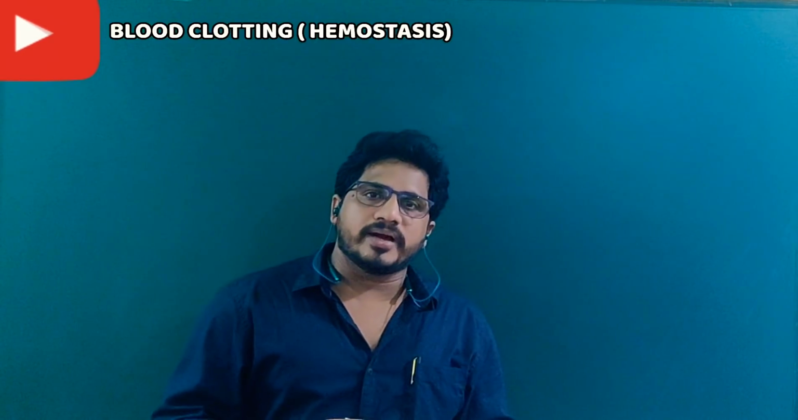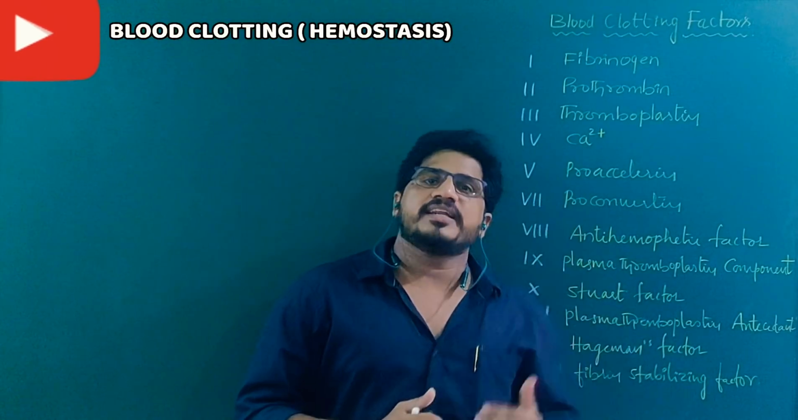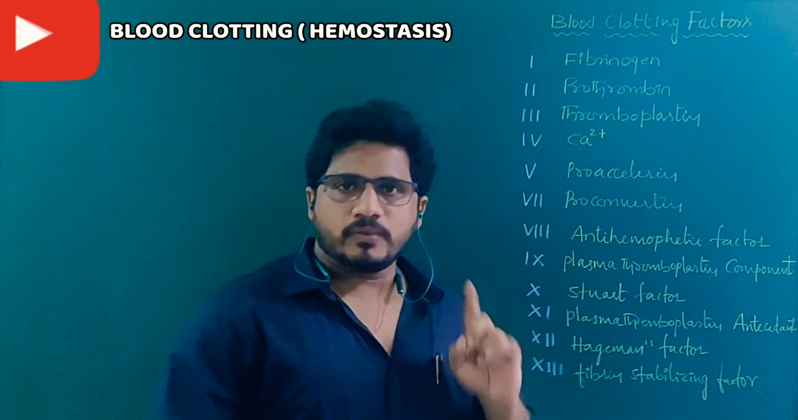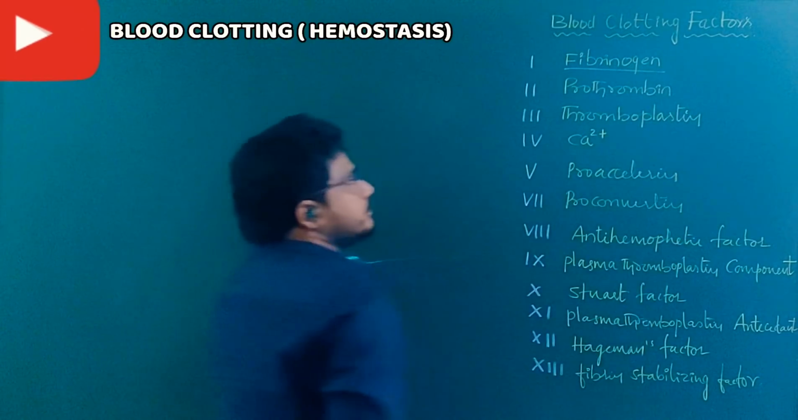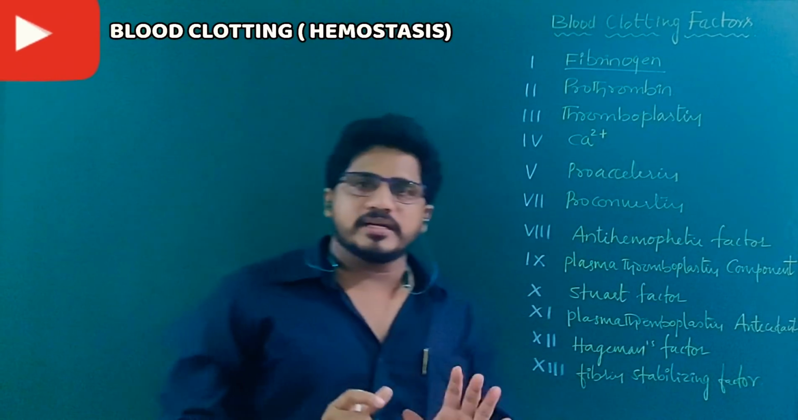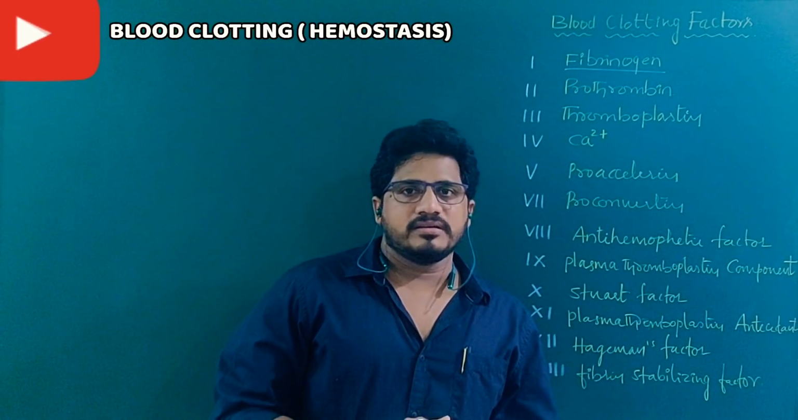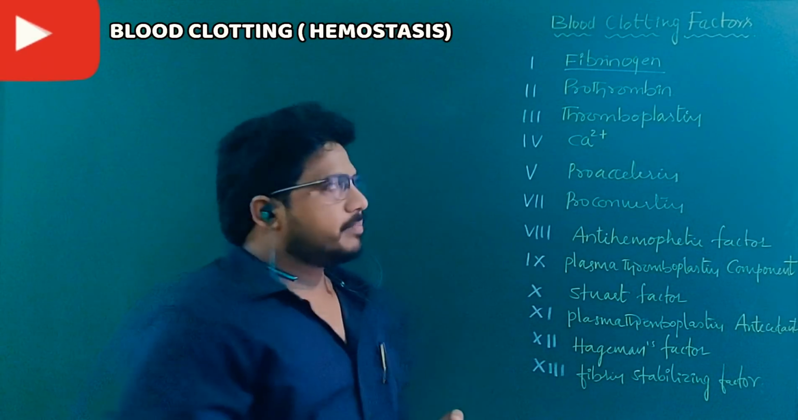Certain factors are required to perform all these serial reactions, or cascade mechanisms, during the blood clotting phenomenon along with the damage. If we observe all the 13 factors, they are required for the blood clotting process one by one. The very first one is fibrinogen. Fibrinogen is present inside the plasma, but it is synthesized in the liver. Means it is produced by the liver and it exists in plasma.